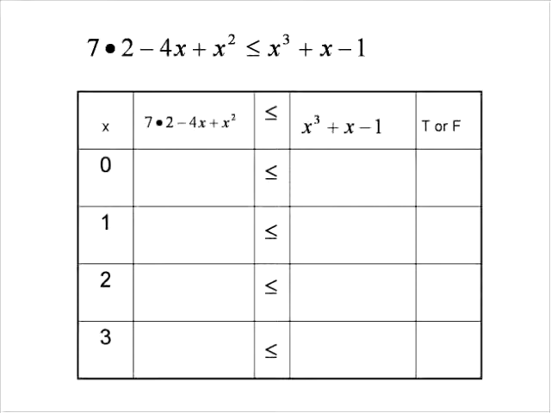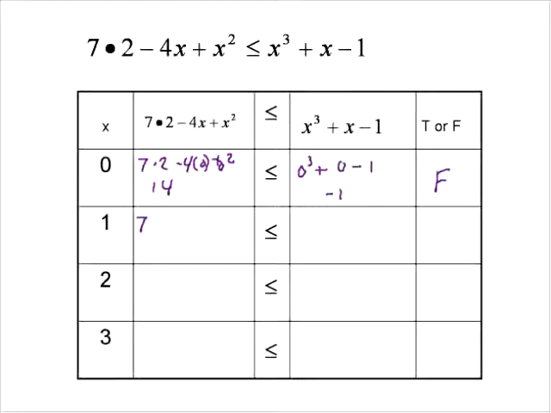Okay. So if x is 0, I'm going to have 7 times 2 minus 4 times 0 plus 0 squared. Now, 0 squared is 0, 4 times 0 is 0, so this is just 14. Over here, 0 cubed plus 0 minus 1 will give us negative 1, and 14 is not less than or equal to negative 1, so this is false.